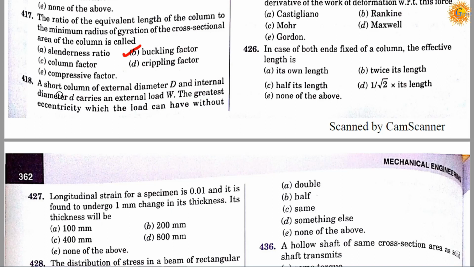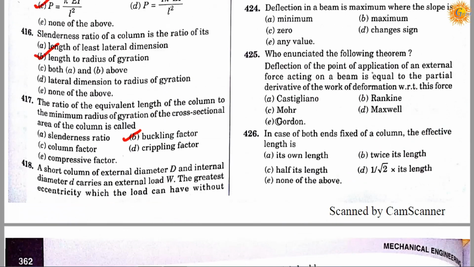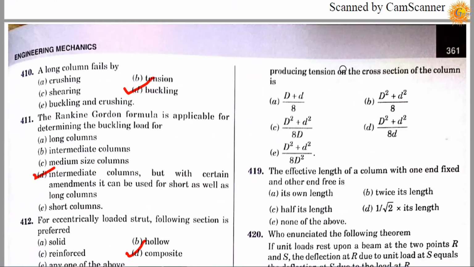Question number 418. A short column of external diameter capital D and internal diameter small d carries an external load W. The greatest eccentricity which the load can have without producing tension on the cross section of the column is option A, capital D plus small d divided by 8, option B, capital D square plus small d square divided by 8, option C, capital D square plus small d square divided by 8d, and option D, capital D square plus small d square divided by 8 small d, and option E, capital D square plus small d square divided by 8 capital D square.